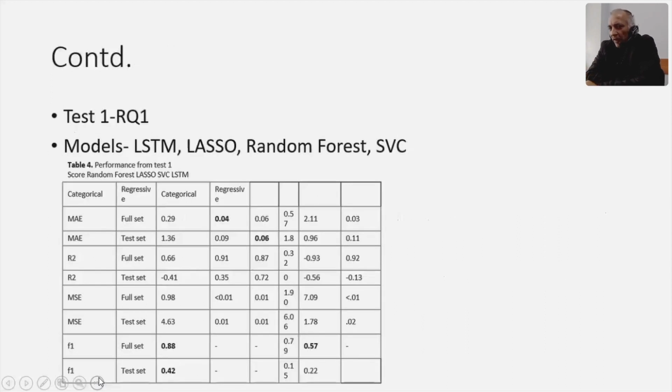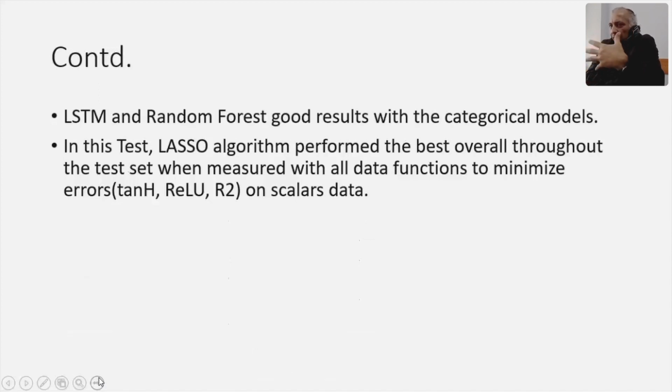When we analyzed research question 1, the following ML model techniques were applied: LSTM, lasso, random forest, and support vector. When we analyzed the performance of the models, the LSTM and the random forest gave good results with categorical models, whereas the lasso algorithm performed the best overall throughout the test, when measured with all the data functions to minimize errors like hyperbolic tangent, R2, ReLU, and on scalar data.